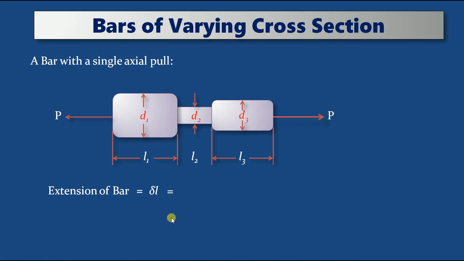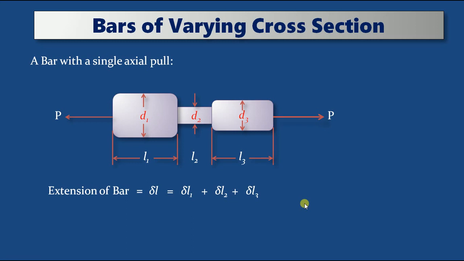It can be written as delta L1, the extension in the first part, plus delta L2, the extension in the second part, plus delta L3, the extension in the third part. The sum of these three elongations gives the total elongation, or extension, of this entire varying cross-sectional bar. Still, we have to know what delta L1, delta L2 and delta L3 are, with the specifications given as well as the pulling force.